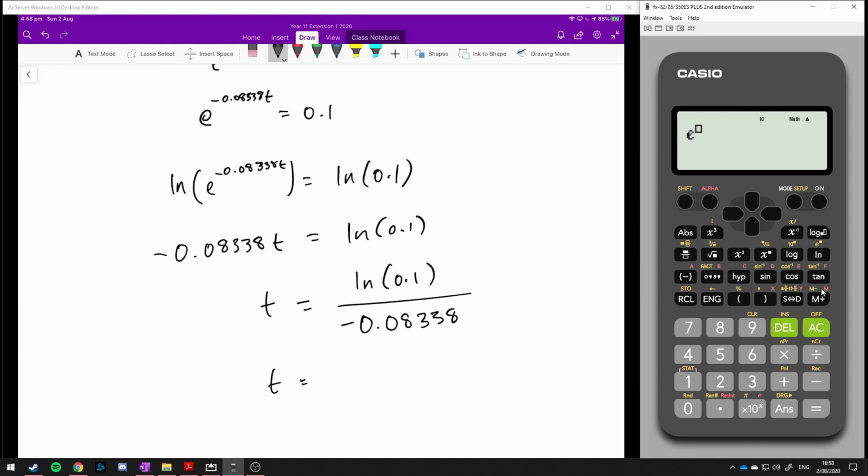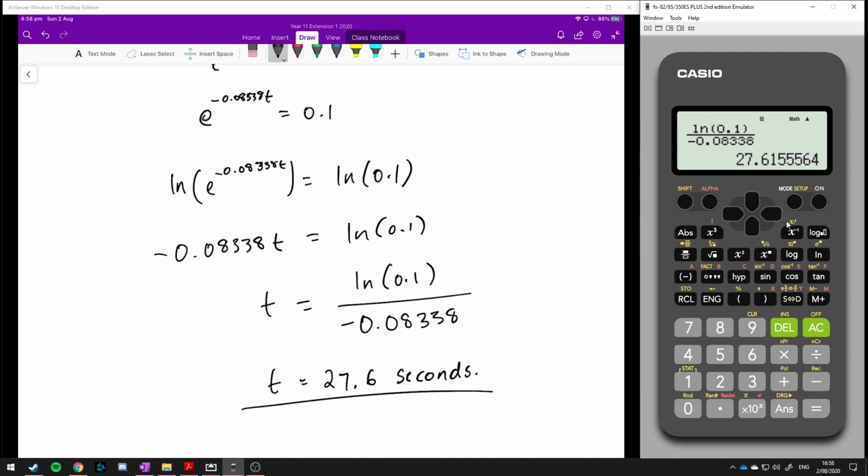The time, correct to 1 decimal place, because we're doing it in seconds, is going to be log of 0.1 over negative 0.08338. And that gives us 27.6 seconds. And there we go.